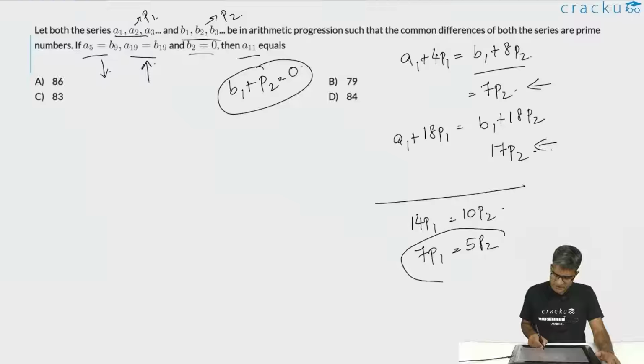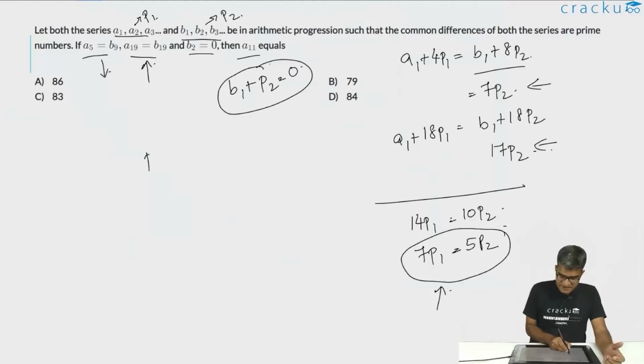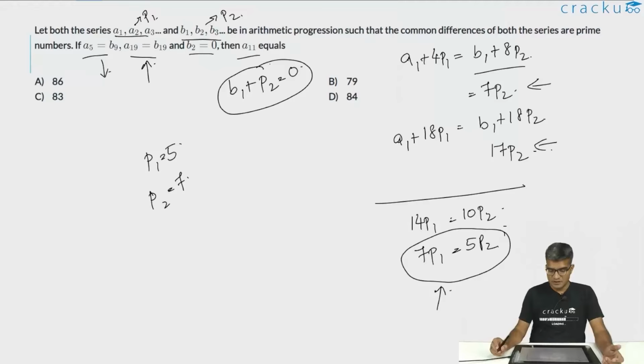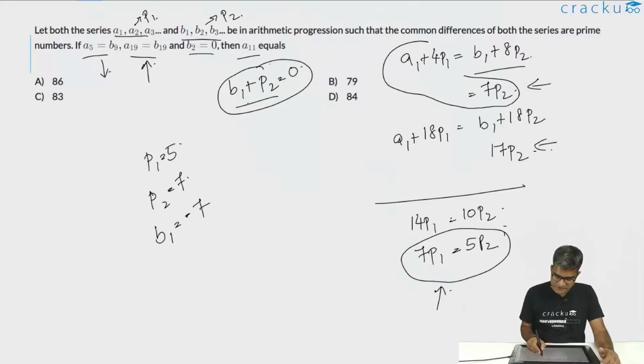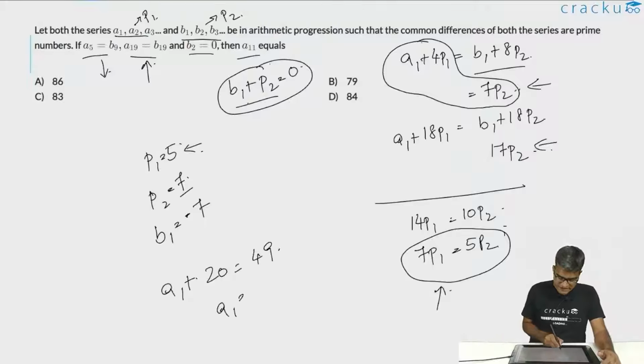What are P1 and P2? P1 and P2 are prime numbers. The only way this equation will hold is if P1 is equal to 5 and P2 is equal to 7. Now, once you know that P1 is equal to 5 and P2 is equal to 7, we can calculate the value of B1. B1 will be equal to minus 7 because you want B1 plus P2 to be equal to 0. So, what is the value of A1 plus 4P1, which is equal to 7P2? A1 plus 4 times 5, which is 20, is equal to 7P2, which is 7 into 7, which is 49. Or A1 is equal to 29.